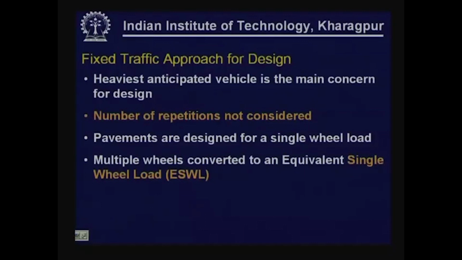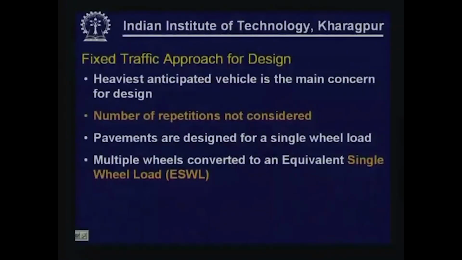So, the pavements are designed for a single wheel load. We are not going to take the entire configuration because the heaviest vehicle will have a certain configuration in terms of the number of axles it has and the number of wheels on each axle. Whatever the configuration, the number of axles and wheels will have to be converted into a single equivalent load, equivalent being that it would produce a similar damaging effect on the pavement as would be produced by the total vehicle.